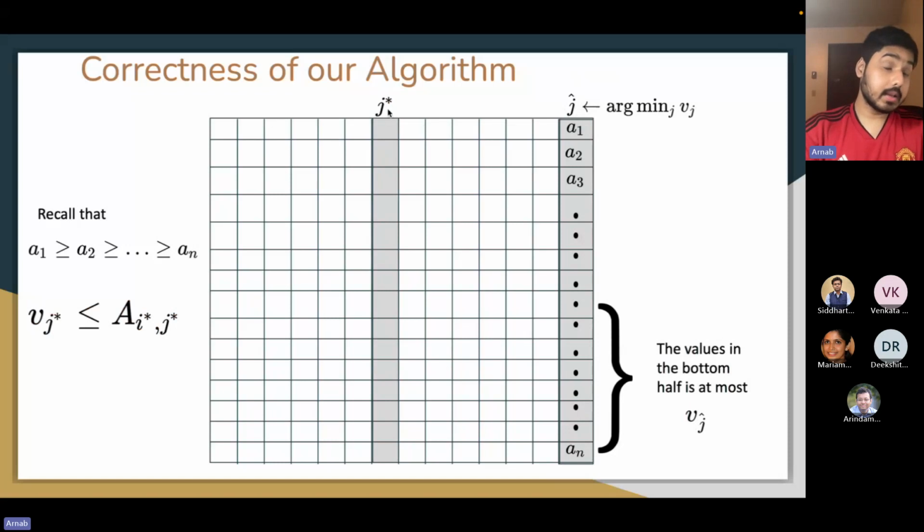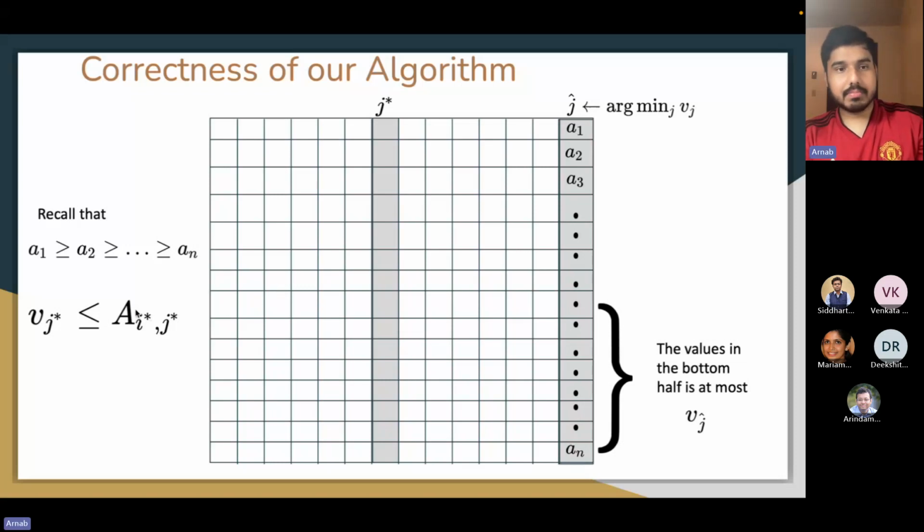Now let's focus on the row and column of focus, which is i star, j star. If j hat is equal to j star, it's very trivial, because i star would be the highest element in this column. So if we discard the bottom half, it's fine. We are not going to throw out i star. So the interesting case is when j star is different from j hat.